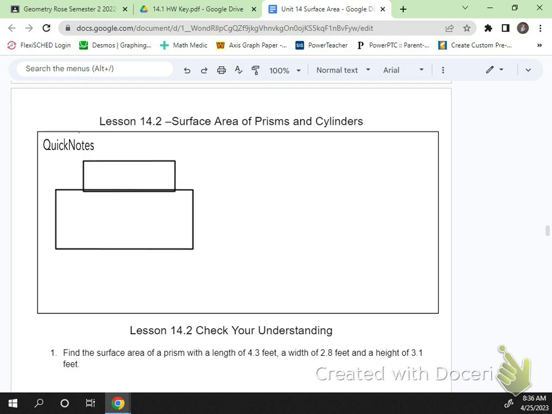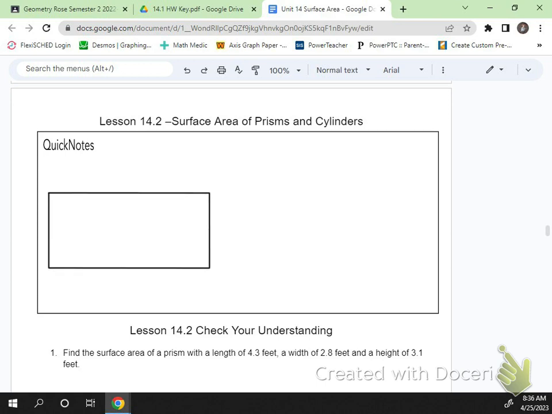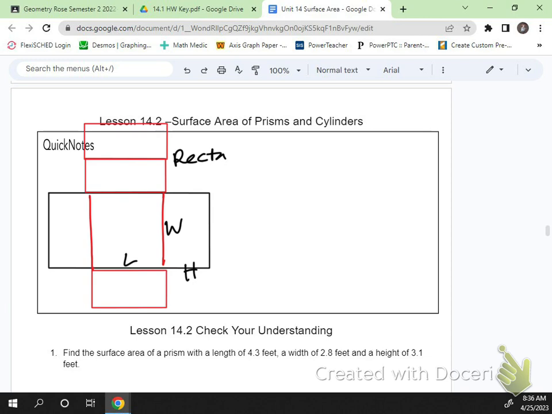Oh man. We'll try this again. Sketch a net as best as possible. I'm serious. We're sketching a net. Great. This is your length. This is your width. This is your height. Again, this is a rectangular prism.